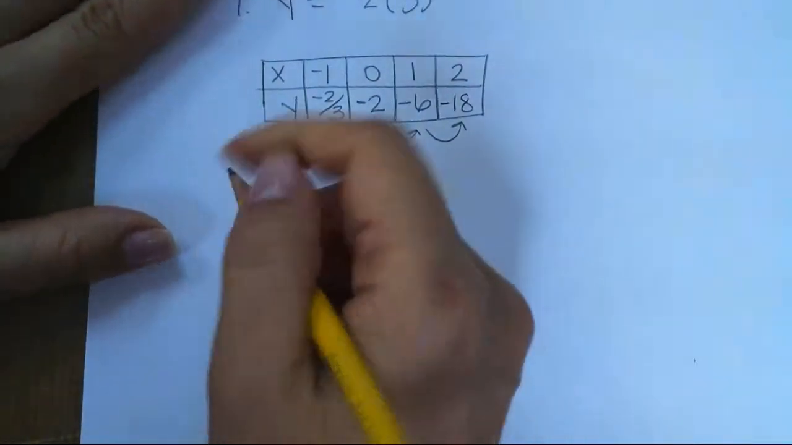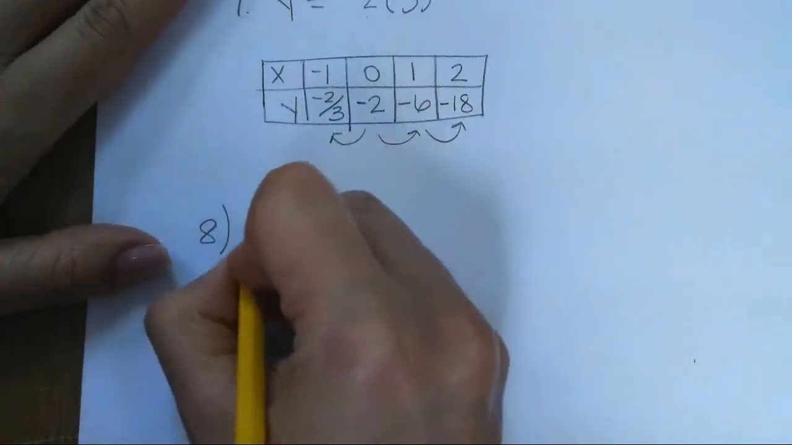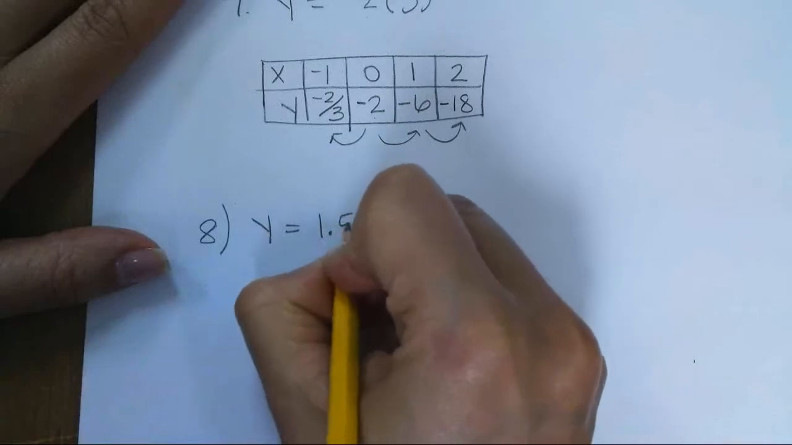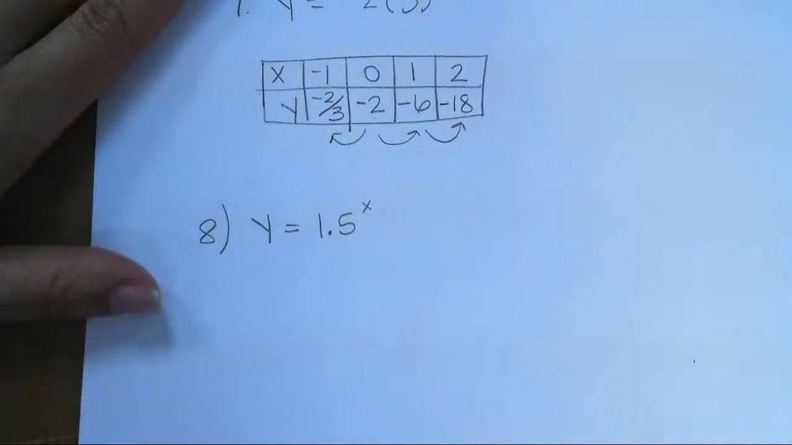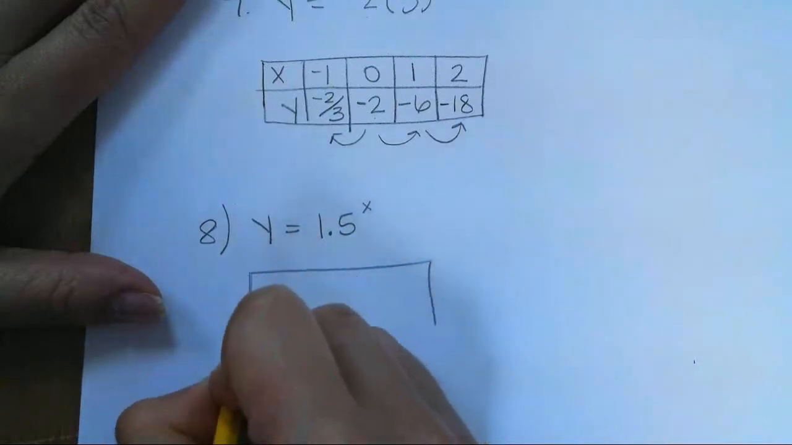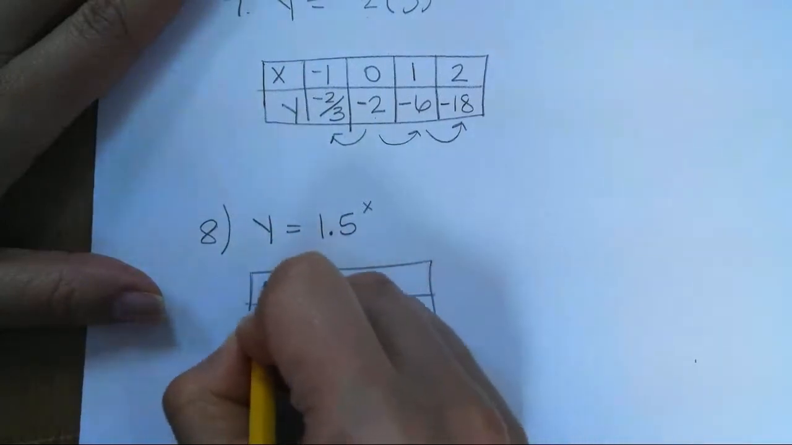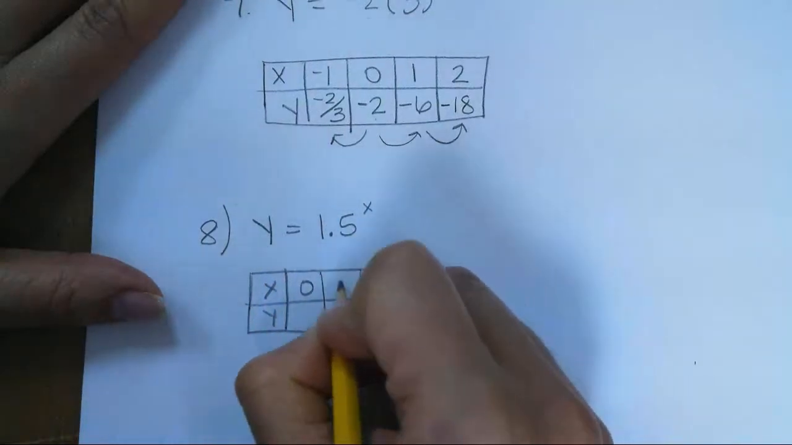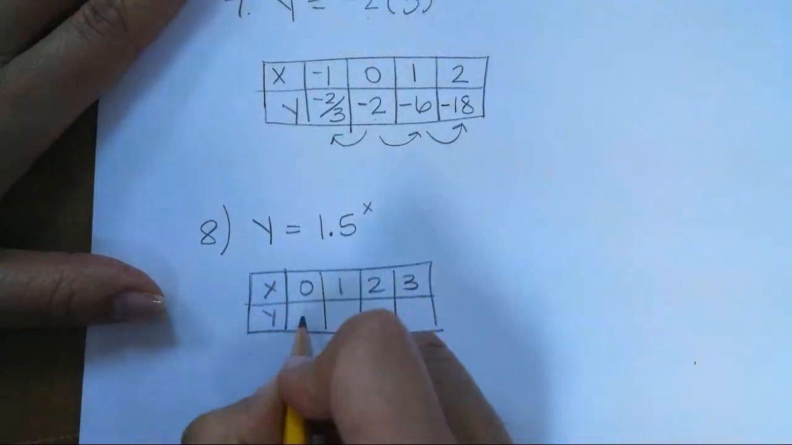Now, just to mention it, if I gave you a function that looks like this, let's say I just have 1.5 to the x power, that means that when I make my table, that means that at my 0, that means that my 0 is 1.